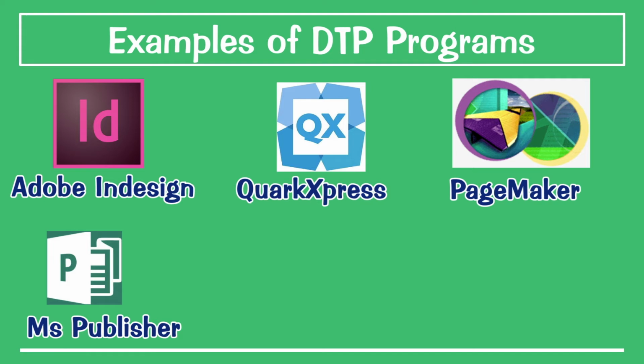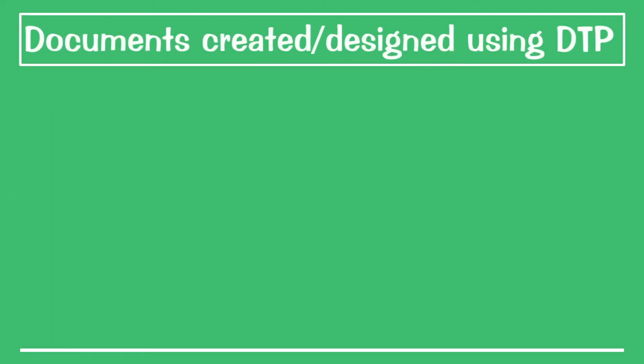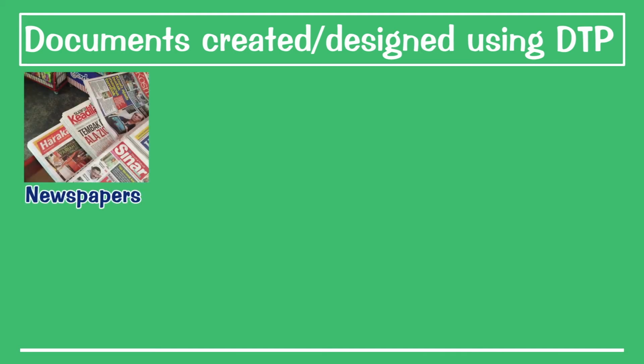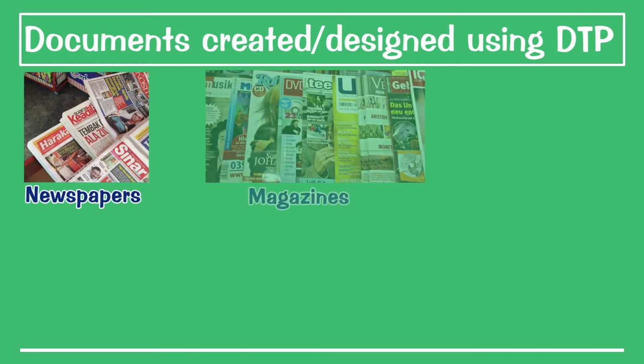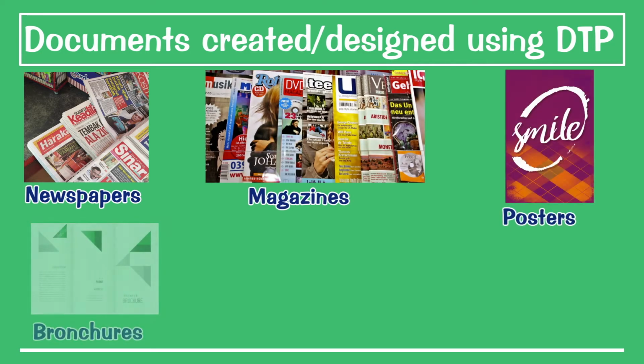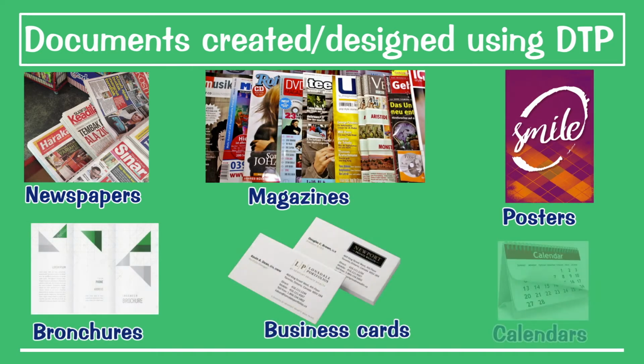All right, and now let's look at what it does. What examples can I give you that one can make use of? For example, if you have desktop publishing, you will be able to create newspaper adverts. You can also create magazines, posters, brochures, business cards, calendars, and the list goes on.